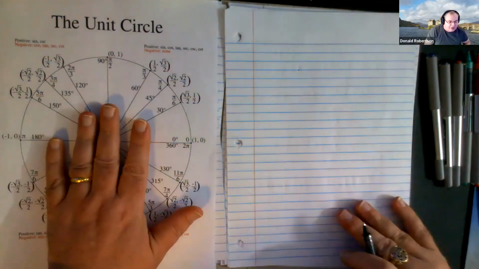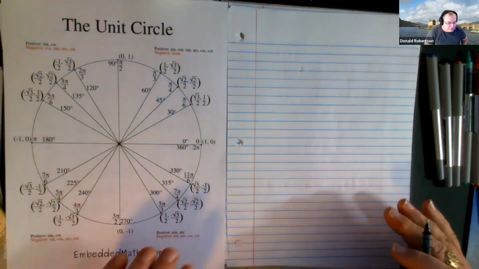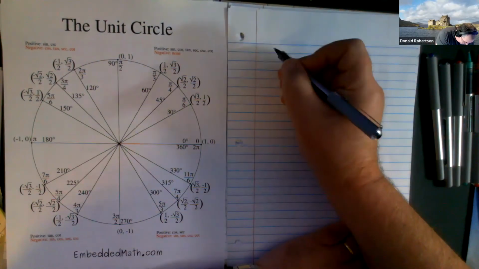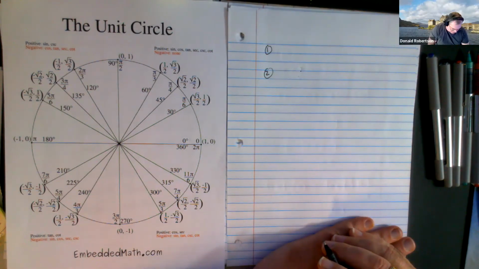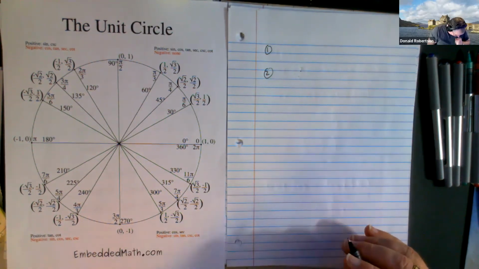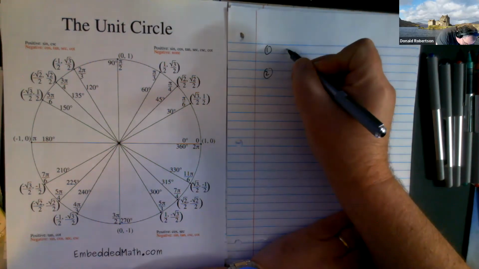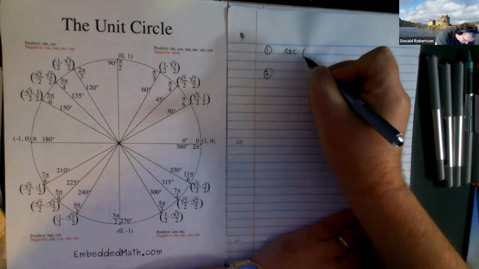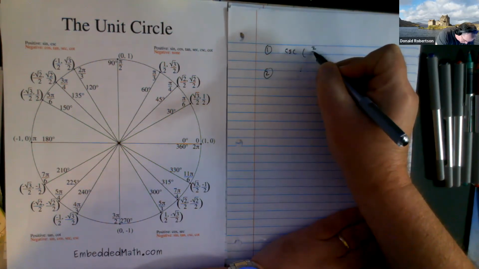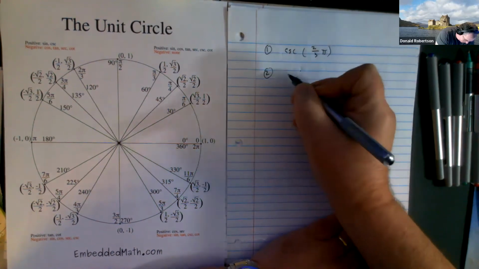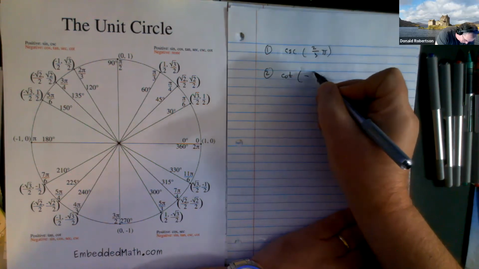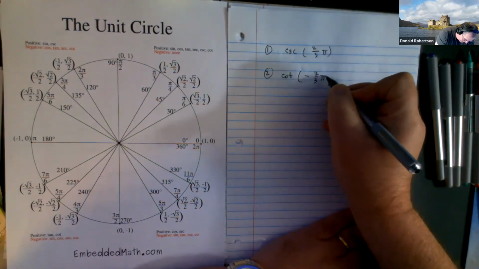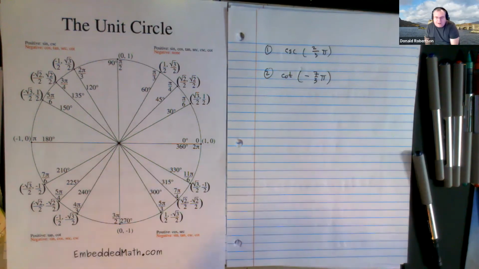But I'm going to leave this here so that those who don't have a unit circle can see it. And I'm going to give you a couple of questions, just 2, on what we've covered. So I want to find the cosecant of 2/3 pi, and I want you to find the cotangent of negative 7/3 pi. And you've got 1 minute, go for it.